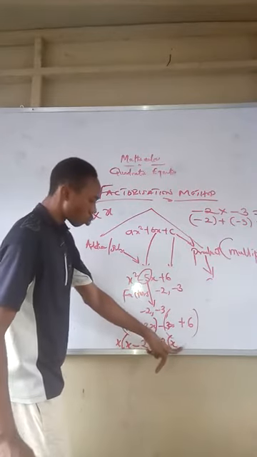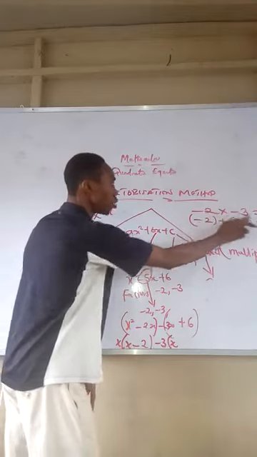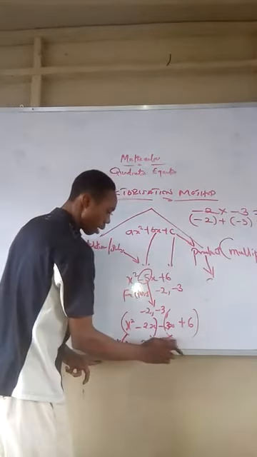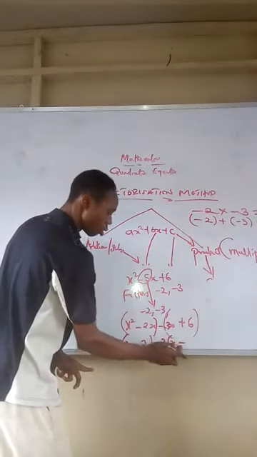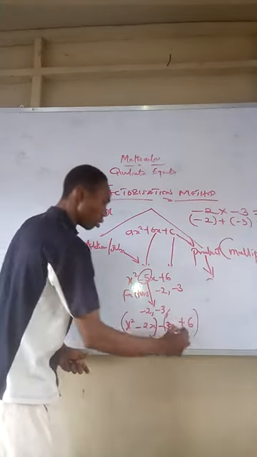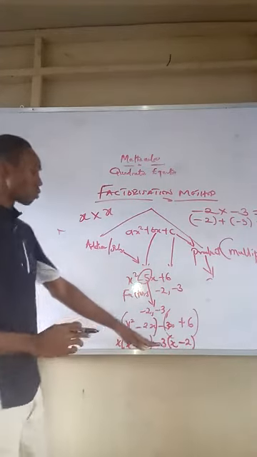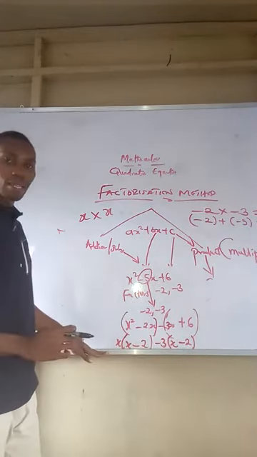Minus times what will give me plus? Minus. Remember we said minus times minus is plus. So minus times minus gives me plus. 3 times what will give me 6? 2. So 3 times 2 is 6. So we succeeded in expressing this.